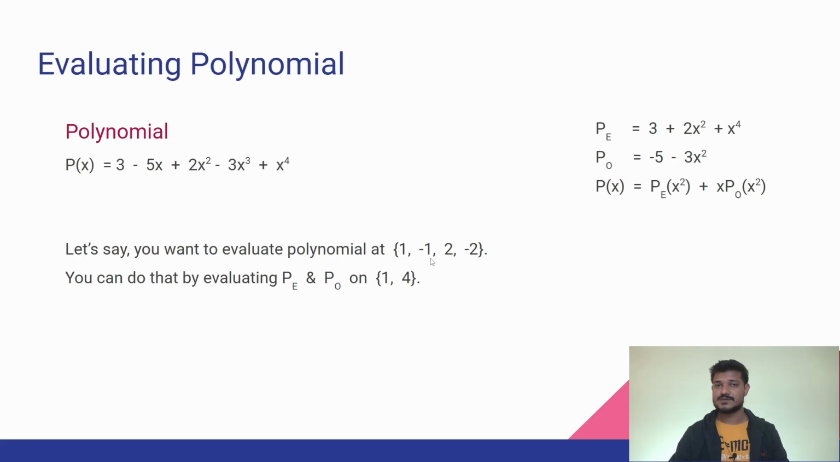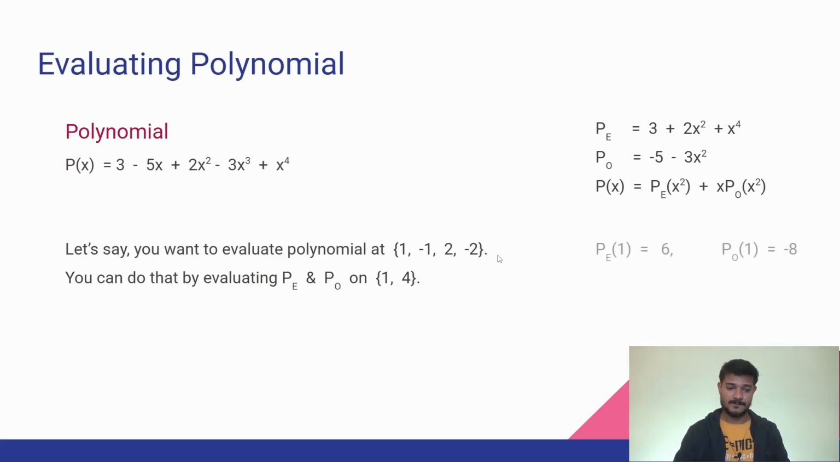So for 1 and minus 1, the square of both of them is 1, right? And for 2 and minus 2, the square of both of these is 4. Basically 1 and minus 1 are mapped to 1, and 2 and minus 2 are mapped to 4, right? Now if you see here, just by evaluating PE and PO on 1 and 4, you will be able to evaluate the original polynomial on 1, minus 1, 2, minus 2, because the square root of 1 is 1, minus 1. So these two can be evaluated using 1 only, and the square root of 4 is 2, minus 2.